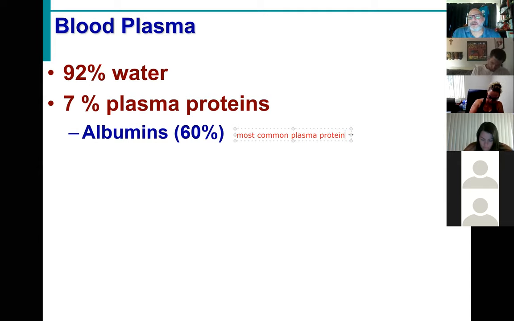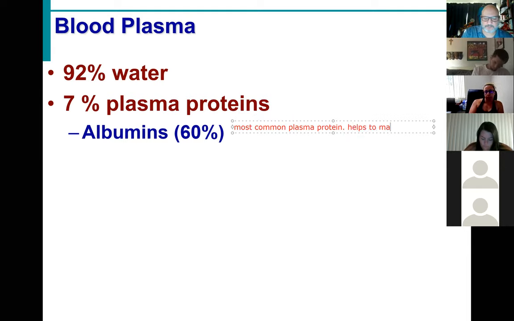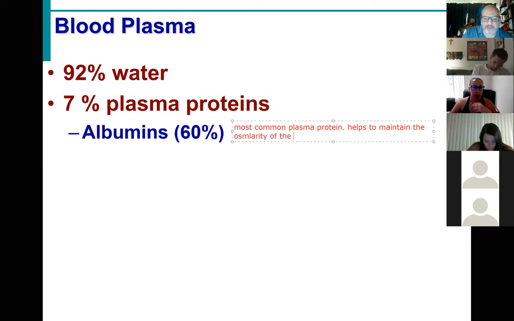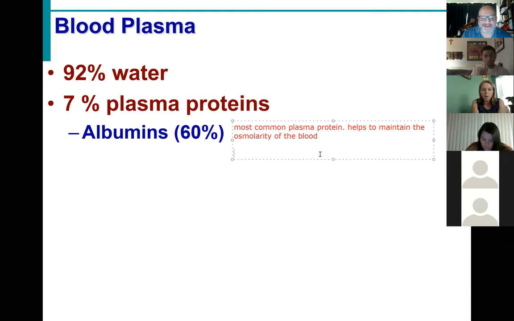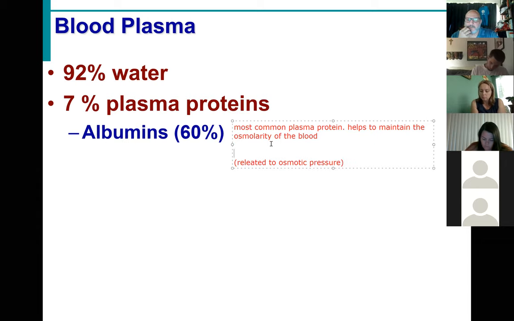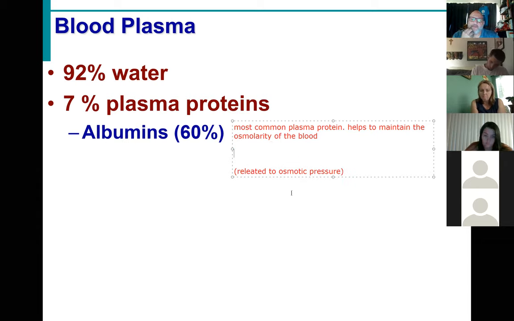Its primary function is to help to maintain the osmolarity of the blood. Now, when I use that term osmolarity of the blood, what am I referring to? Osmotic pressure. It is related to the osmotic pressure. So let's put that in parentheses. Why is it related to the osmotic pressure? What is the osmolarity of the blood? Or the osmolarity of anything?